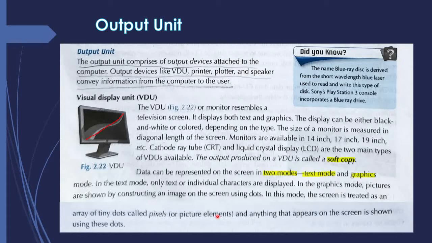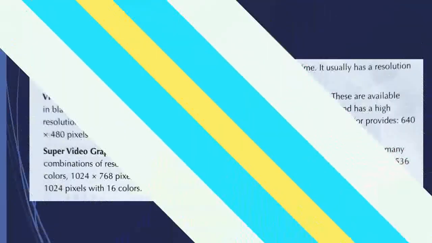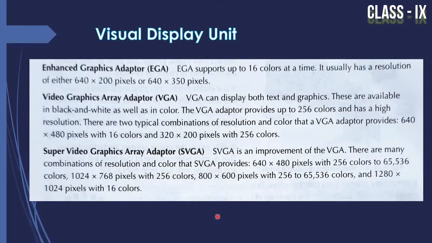After the visual display unit, there are some display adapters. From these display adapters, the first one is EGA, which nowadays is not used. EGA supports up to 16 colors at a time. It has a resolution of either 640 by 200 pixels or 640 by 350 pixels. So EGA supports only 16 colors at a time, and the resolution is also very small.